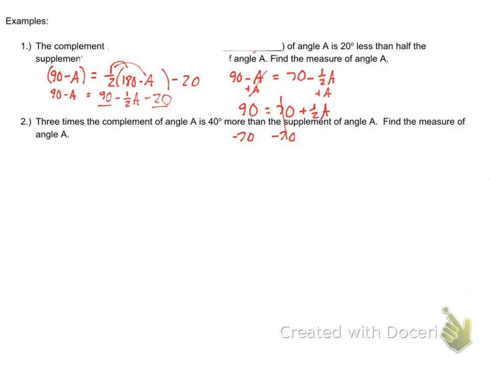These are gone. 20 equals 1/2 A. To get rid of 1/2 A, I'm going to multiply by the reciprocal, or divide by 1/2. Same thing. And that means multiply by 2. 2 times 20 is 40. The 2 and the 1/2 cancel. A is 40. Done. Pretty excited about that, right?